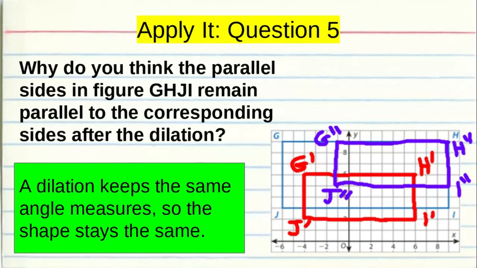Then it talks about why do you think the parallel sides will remain parallel. And we see that a dilation keeps the same angle measurement, so the shape's going to stay the same. So if our rectangles have parallel lines before, they're still going to stay parallel now. So remember, a dilation only changes the size, it does not change the shape of the figure.